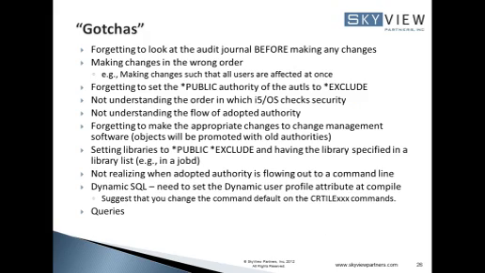Some gotchas. Forgetting to look at the audit journal before making any changes. And all of these gotchas, by the way, are things that we have experienced, so we're trying to help you learn from our experiences. Making the changes in the wrong order. Affecting more users than you intended at once. Forgetting to set the public authority of the authorization list to exclude until we've already done some testing, and having to go back and do a retesting.